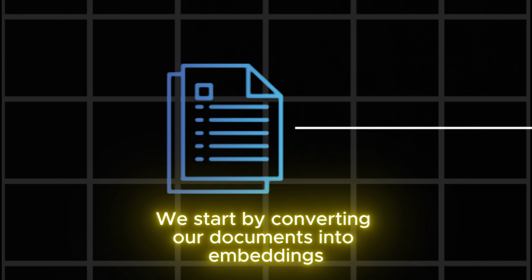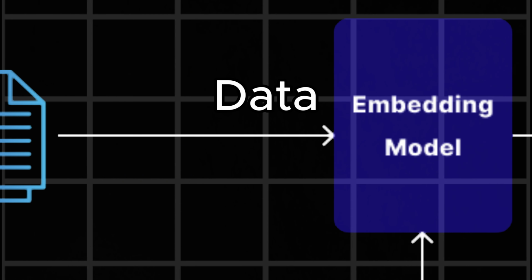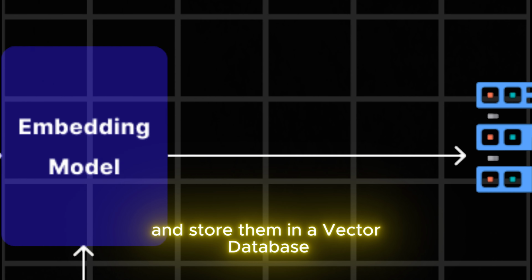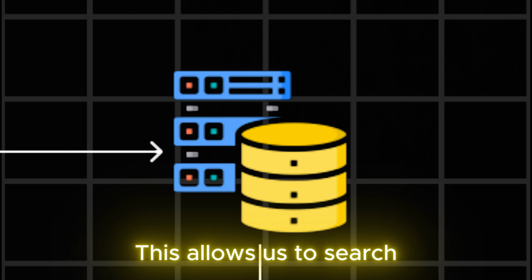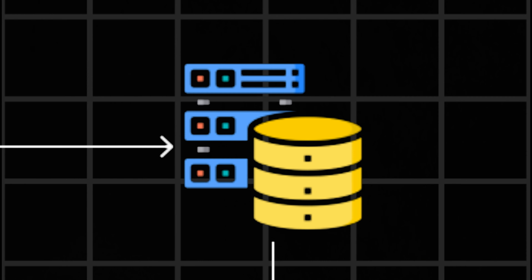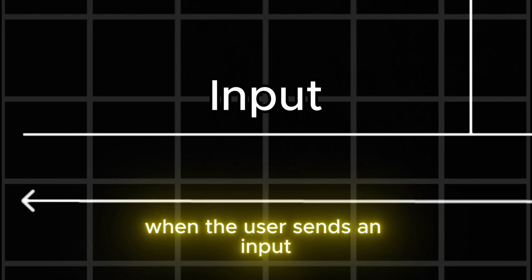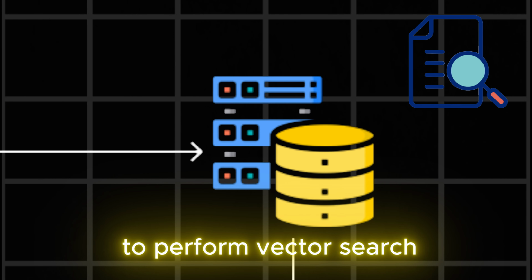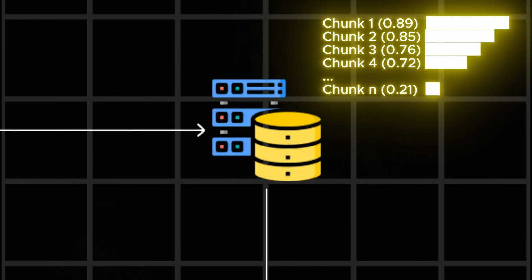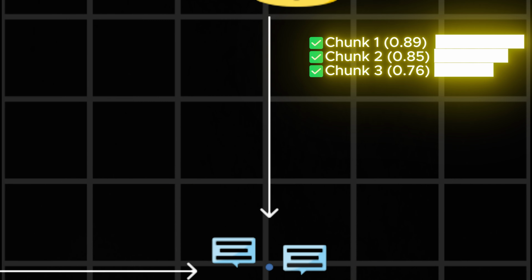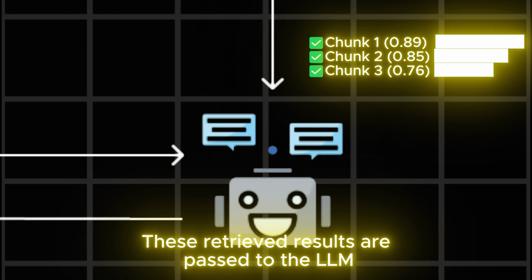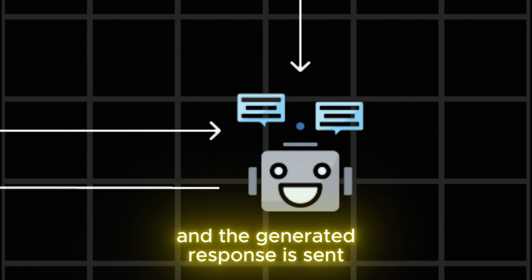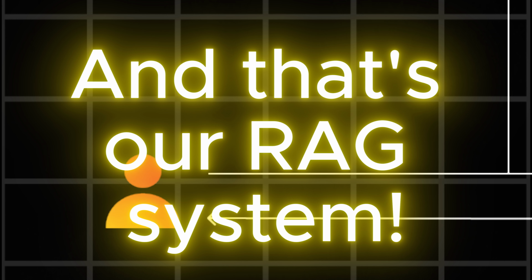We start by converting our documents into vector embeddings. These are numerical representations of text, and we store them in a vector database. This allows us to search for relevant chunks of information later. Now, when the user sends an input, it's converted to embeddings. These embeddings are used to perform vector search, and from the results, the top K chunks are retrieved. These retrieved results are passed to the LLM along with the original input, and the generated response is sent back to the user. And that's our RAG system.